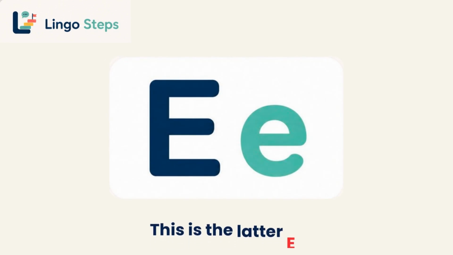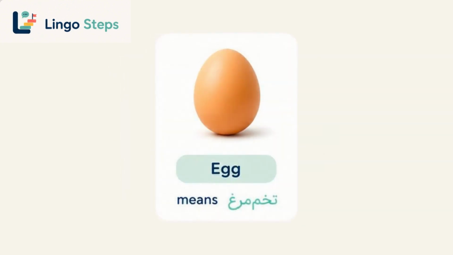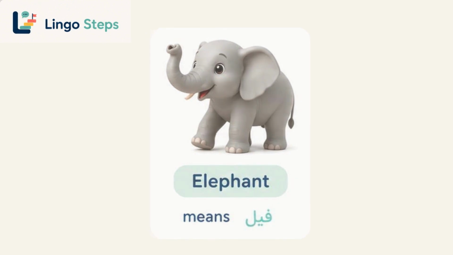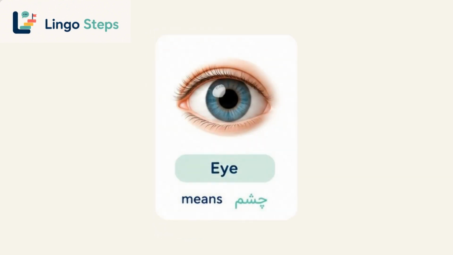E. This is the letter E. Repeat. E. Egg. Repeat. Egg. Egg یعنی تخم مرغ. Elephant. Repeat, elephant. Elephant یعنی فیل. Eye. Repeat, eye. Eye یعنی چشم.